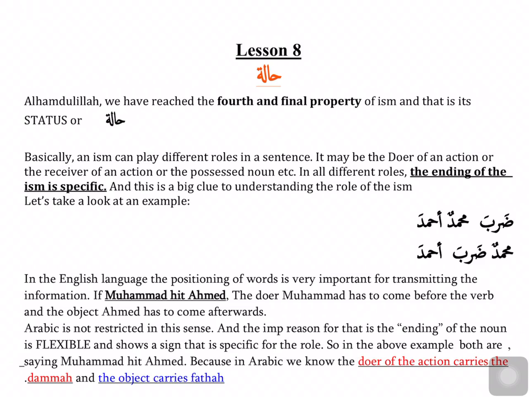And that is basically the study of grammar. All of grammar is the study of i'rab. What role is the word playing? Why is it behaving this way? The meaning of the word itself is the same, but because of its role, the meaning of the sentence is affected. So that's why it's important to understand the i'rab so we can understand the meaning properly.